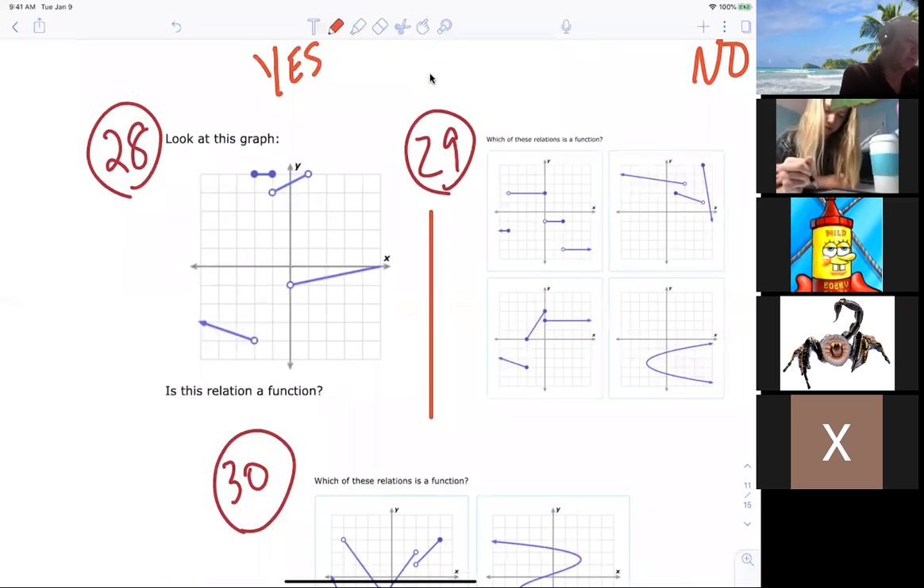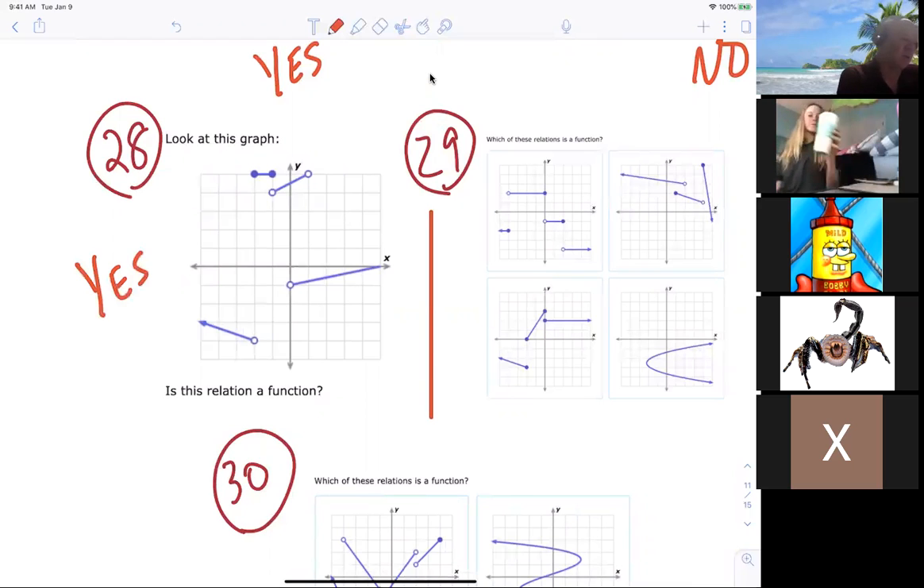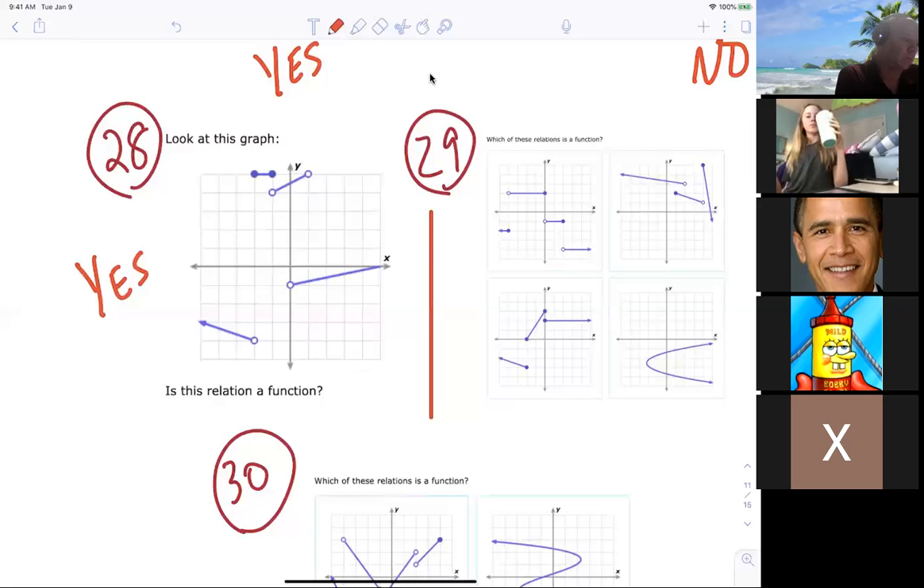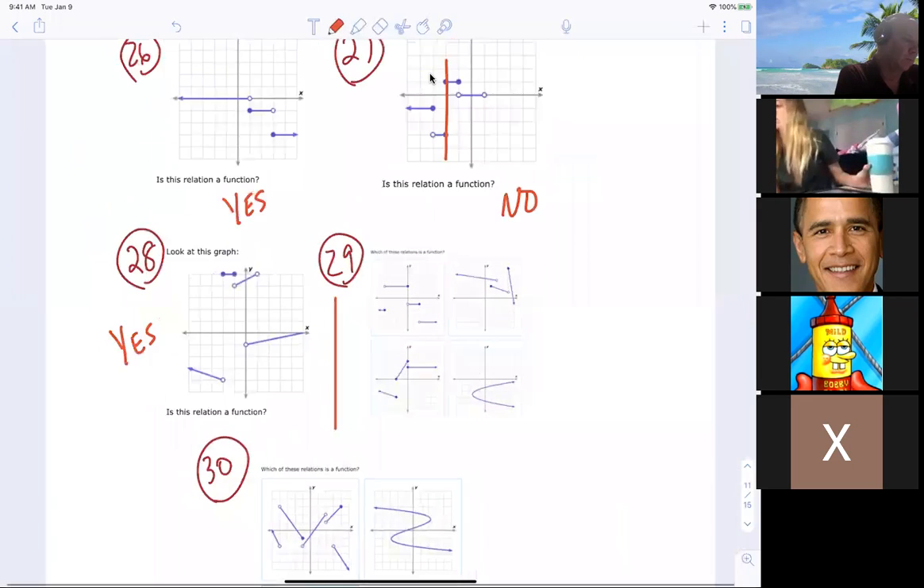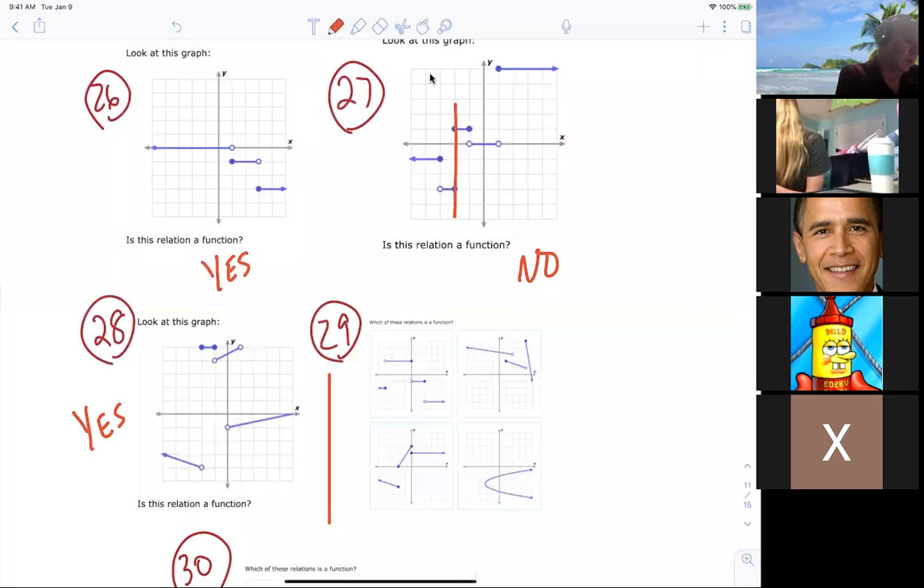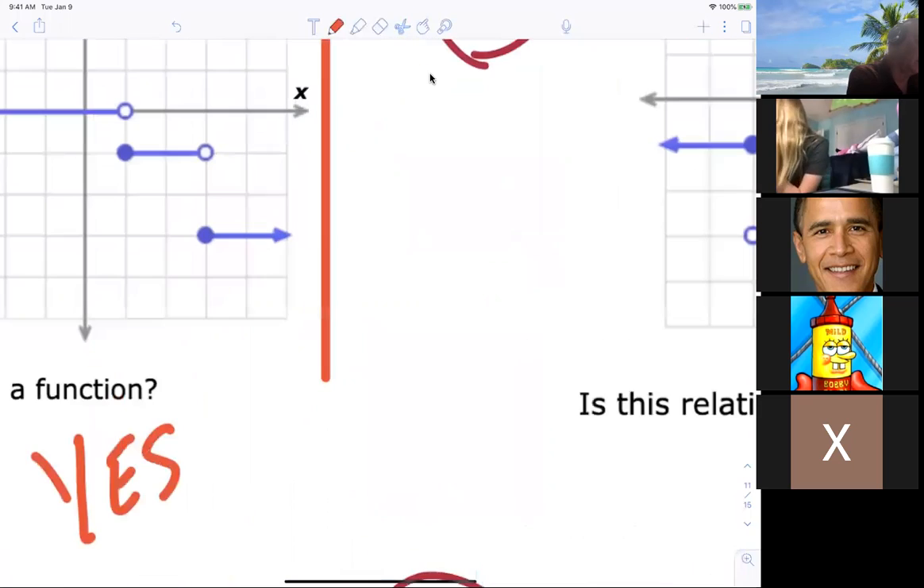28, let's draw another one. 28 is yes. Now listen, here's where I'm trying to get you guys involved. If you're not sure why I'm saying yes and no, now's your time to speak up. For number 26, it touches the vertical line both times. Where at? Like right there. That's an open circle. It's not closed. If it was filled in, then it would say no, it's not a function.